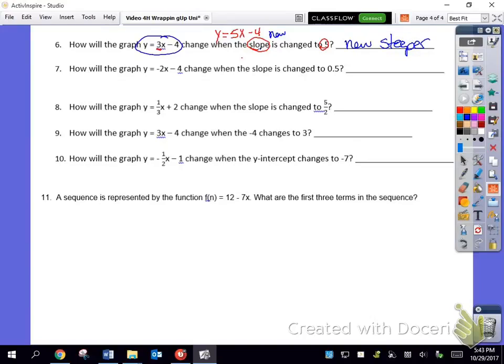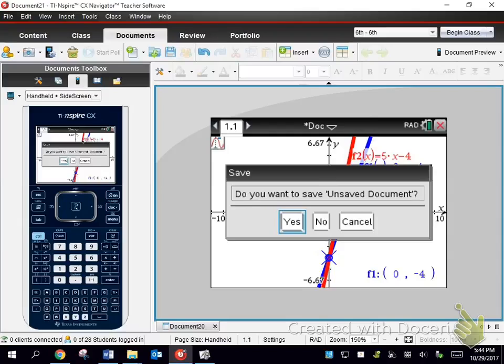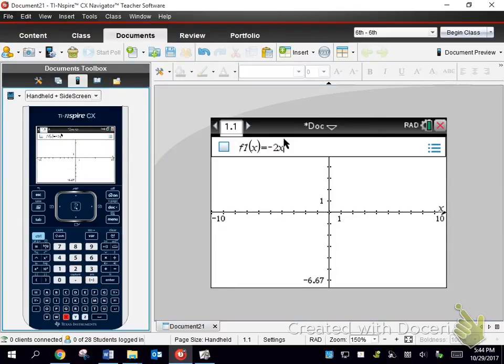How will the graph of y equals negative 2x minus 4, so this is your original, change when the slope, so the slope is negative 2. So I'm going to change negative 2 to 0.5. So my next one is going to be y equals 0.5x minus 4. Okay, so let's go to a brand new one. Always just like to start over on these graphs. So the original was negative 2x minus 4. That's my blue one. The second one is going to be y equals 0.5x minus 4.